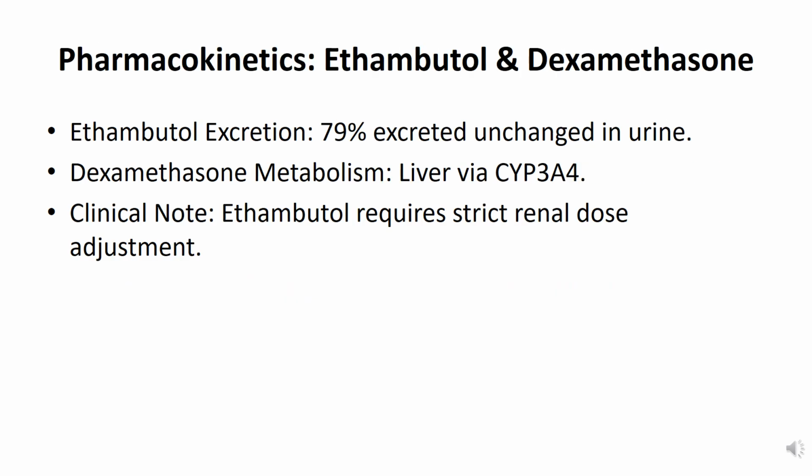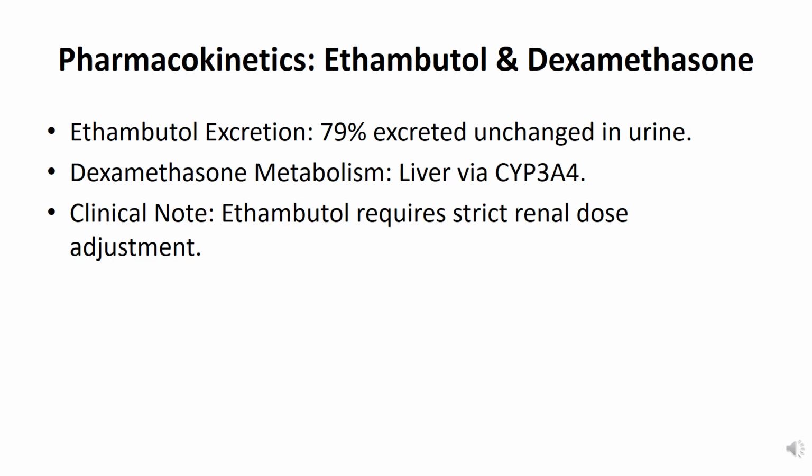Let's continue our pharmacokinetics discussion by looking at ethambutol and dexamethasone. Although these drugs serve very different purposes, understanding how the body handles them is essential for safe and effective treatment. Let's start with ethambutol. Ethambutol is an important first-line anti-tuberculosis medication. Its primary role is to inhibit bacterial growth and help prevent the emergence of drug resistance.